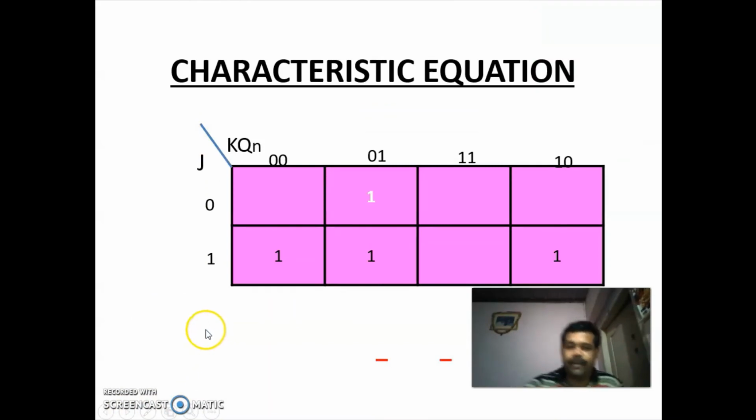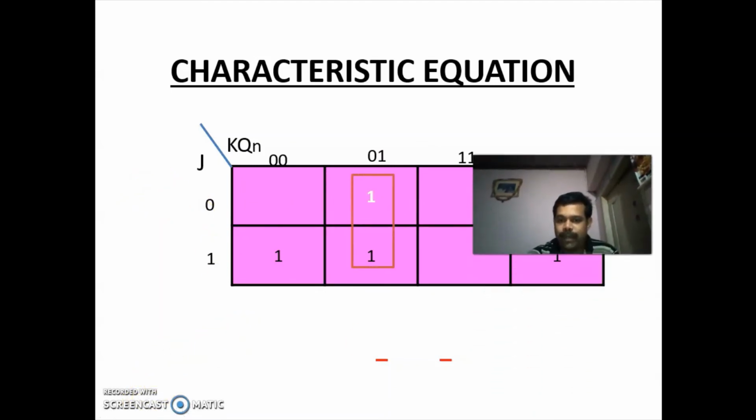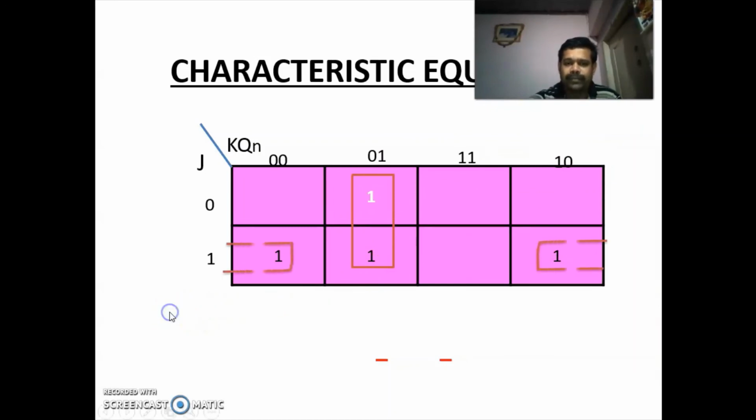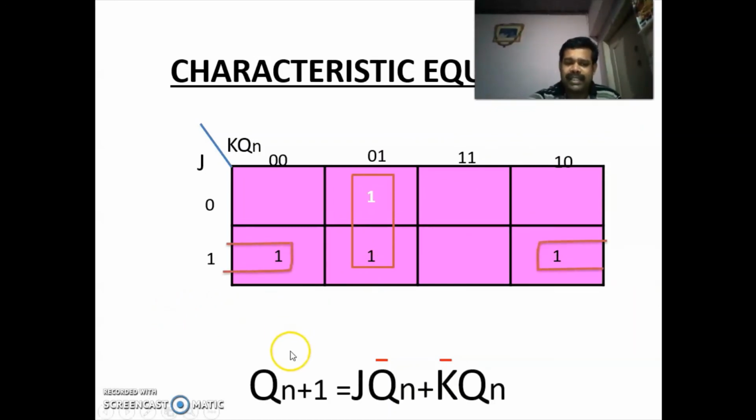Next is the characteristic equation. From the truth table of the JK flip-flop, we are drawing the K-map for Q of n plus 1. When checking the column of Q of n plus 1, wherever you have a 1 for the corresponding inputs, you plot 1. The input variables are J, K and Q of n. After plotting, we go for grouping. This is the expression: Q of n plus 1 is equal to J Qn bar plus K bar Qn. This is the expression for your characteristic equation.